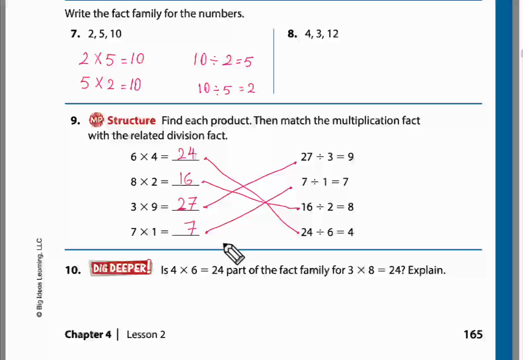Okay, now in question number 10, is 4 multiplied by 6 equals 24 part of the fact family for 3 multiplied by 8 equals 24, and we need to explain our answer. Anas Tamim? Do you agree that 4 multiplied by 6 equals 24 is part of the fact family of 3 multiplied by 8 equals 24?